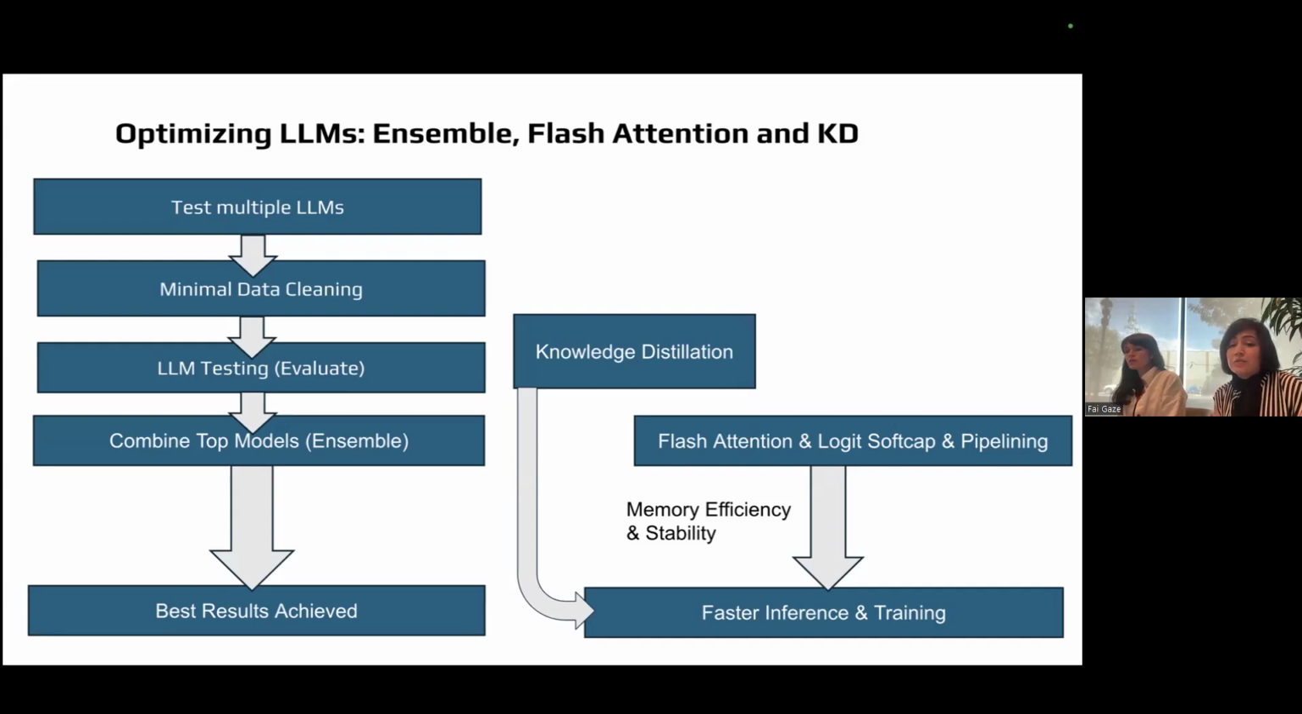We are also planning to use flash attention, logit softcap and pipelining, all of them together, so that we could improve the memory efficiency and stability of the models during inference and training. The majority of our issues, where we were not able to run it on Kaggle because of those limitations, can be resolved by applying these techniques in the future.